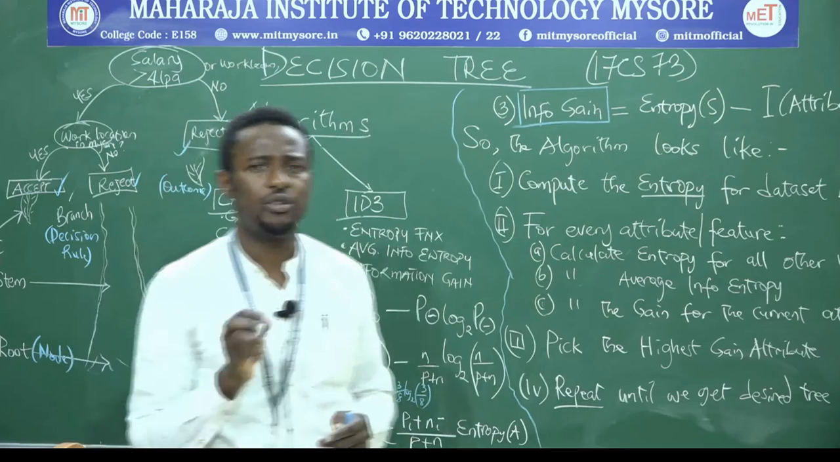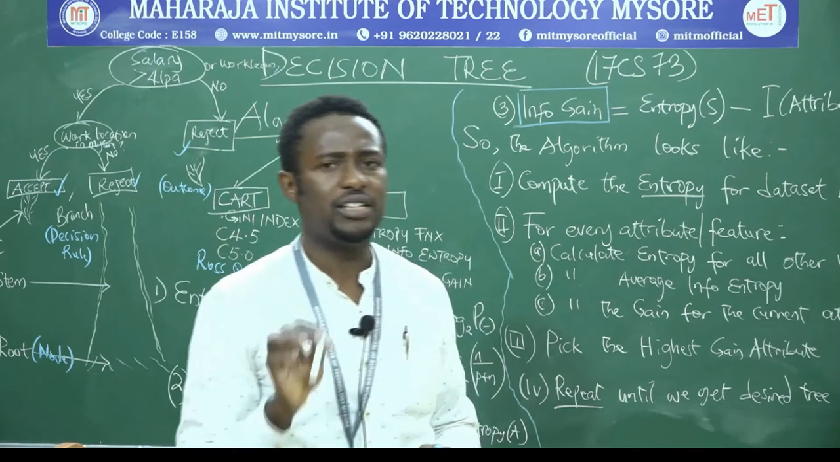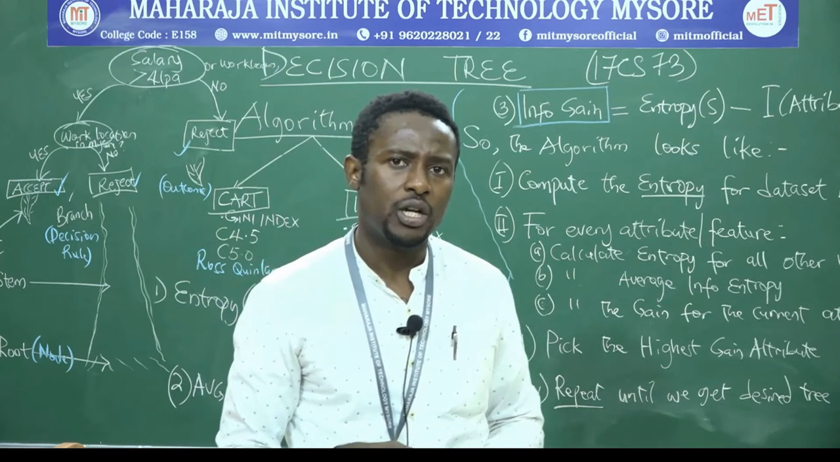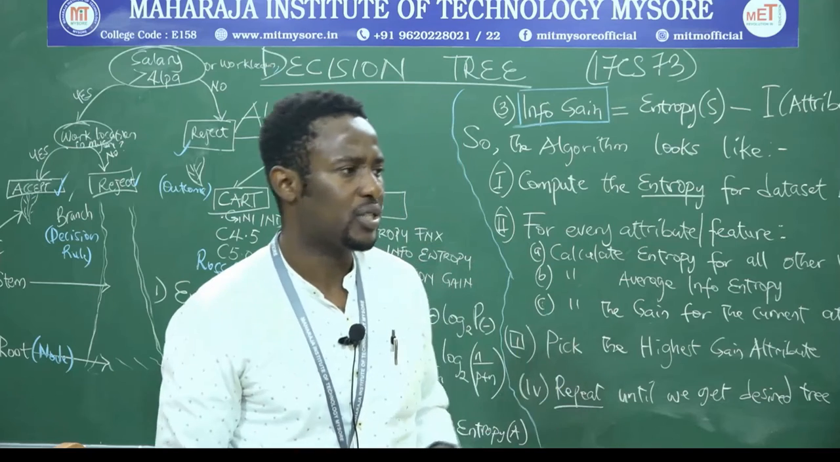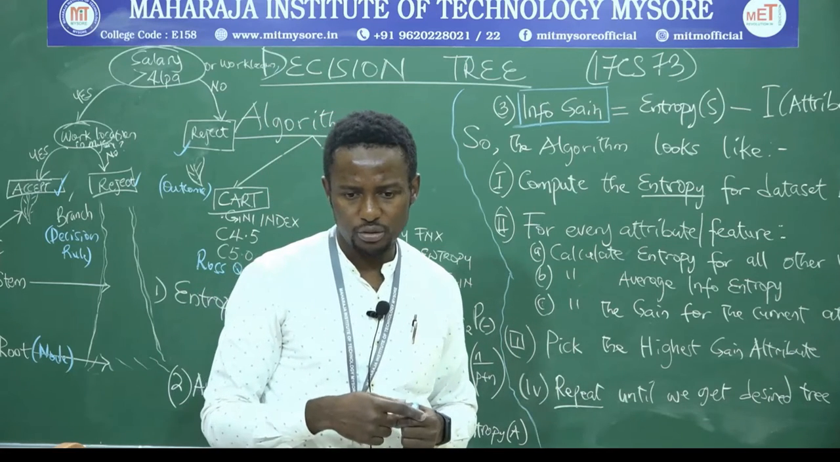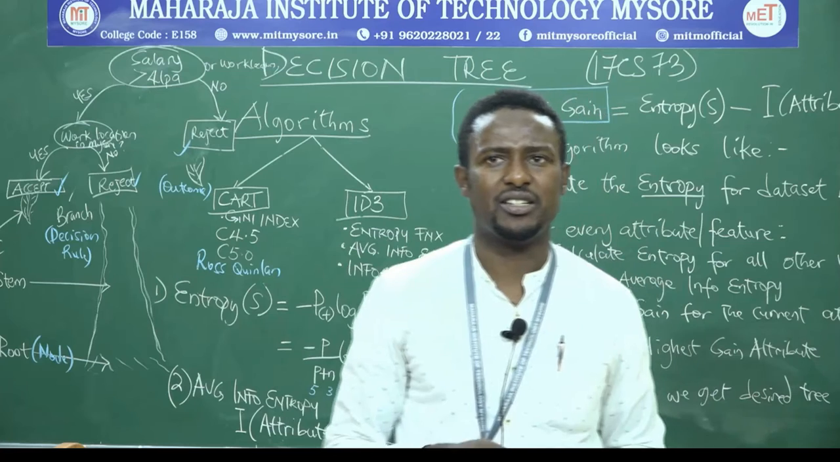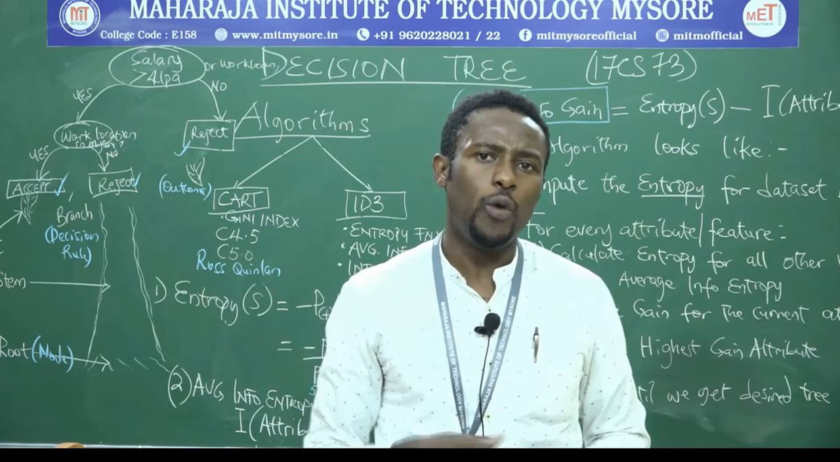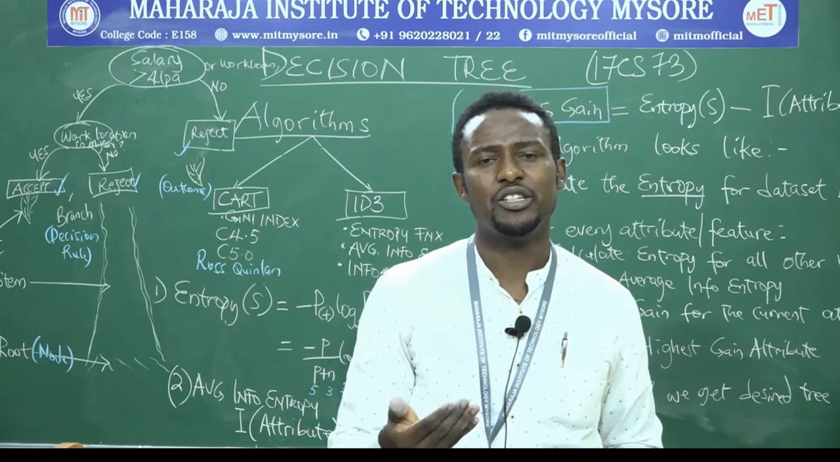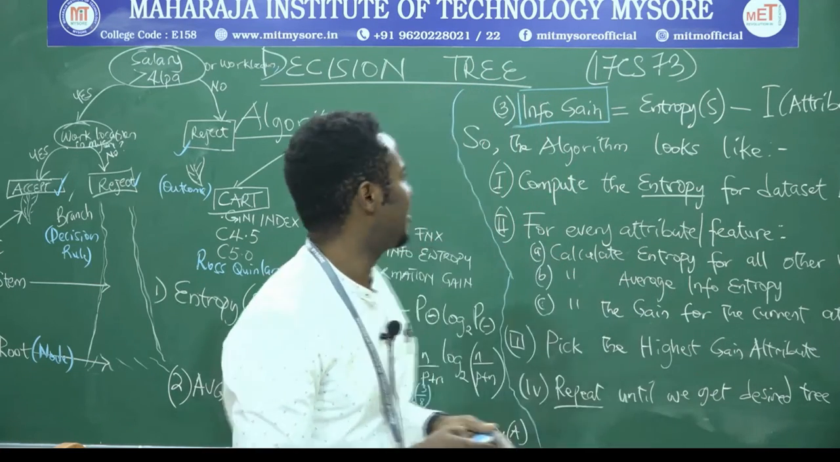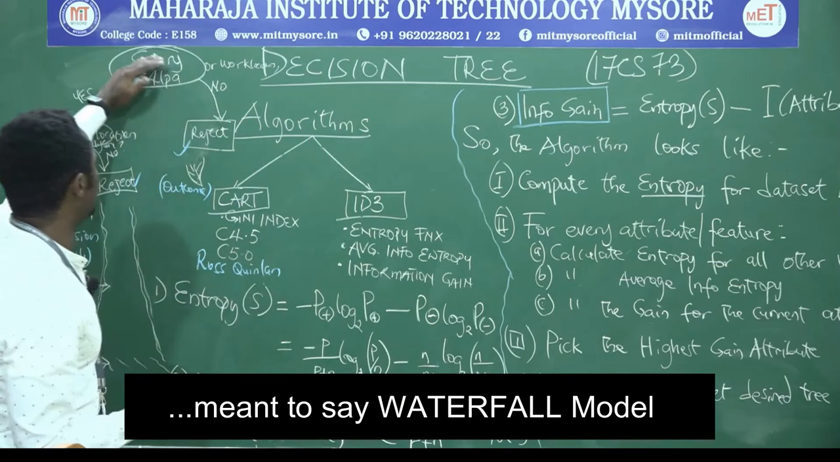So what happens if you don't arrive at a pure leaf node? You know that there might be some attributes. I don't want to say overfitting now because it's too early. There might be some attributes that are not really necessary. So we need to go back. View it now like a water flow, right? A water flow model.